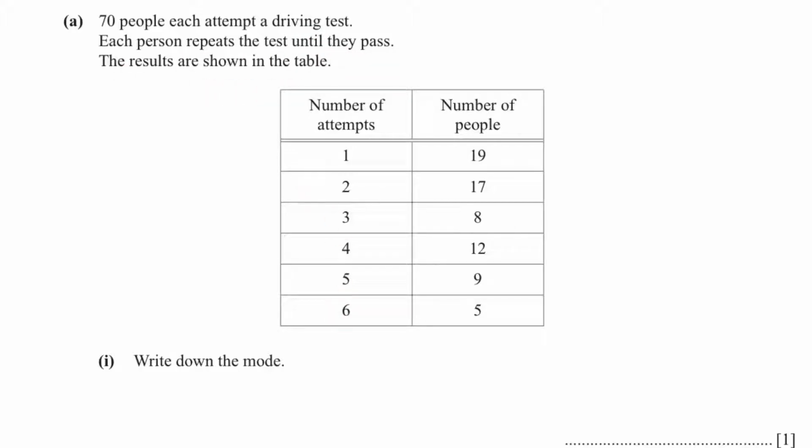The results are shown here. Number of attempts and number of people. Write down the mode. The number of people is your frequency. Mode is the most repeated number. So which is the most repeated attempt? 1. So that's your answer. 1.